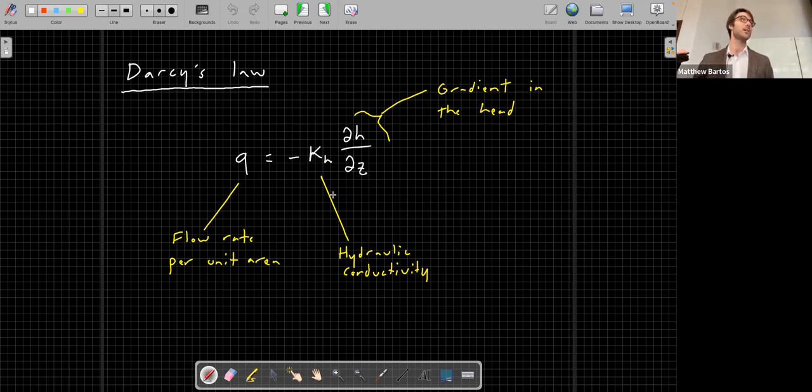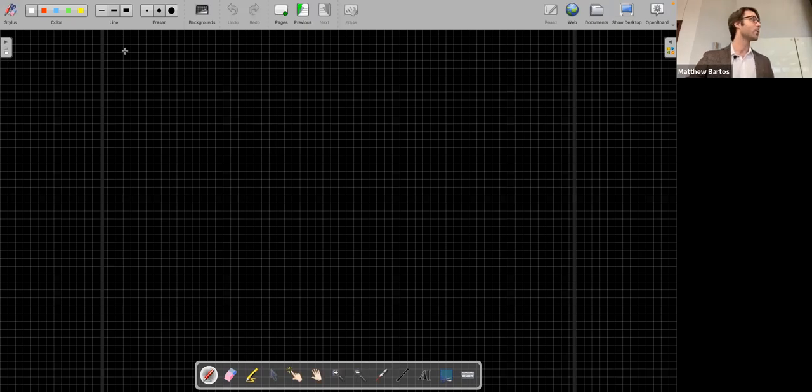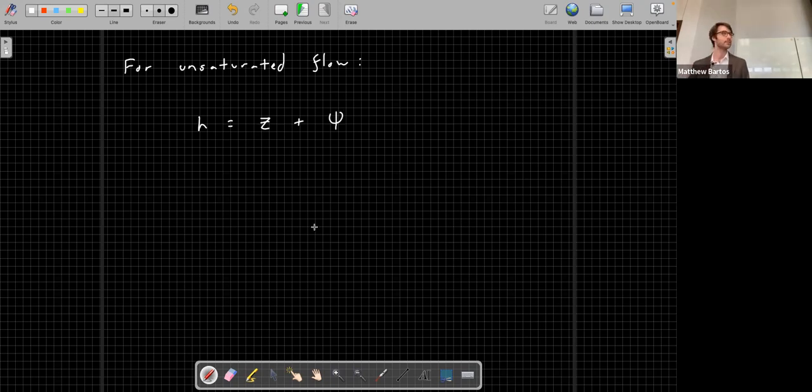And that force is called the suction force, or what's often referred to in terms of head as the matrix potential. So let me just write out, for unsaturated flow, when the soil volume is not completely saturated, our head is going to be the sum of two different components. The first is Z, which is the gravitational head. And the second I will call psi. And this is the matrix potential.